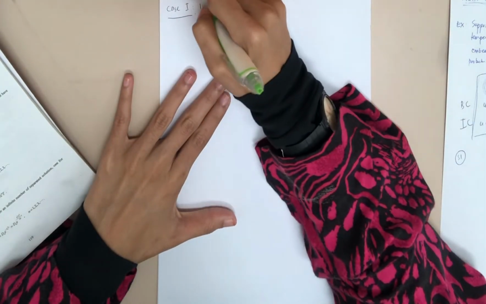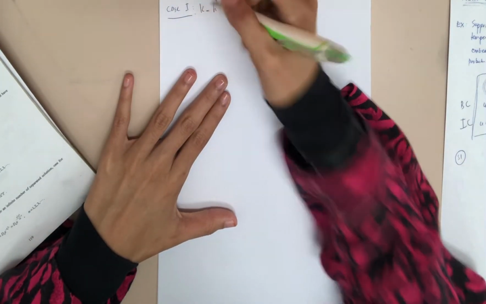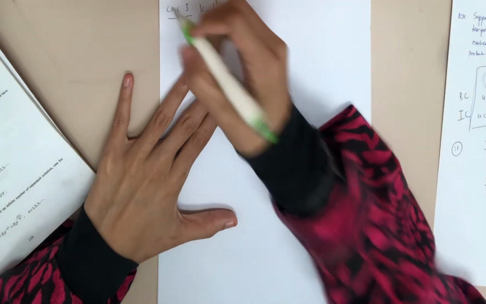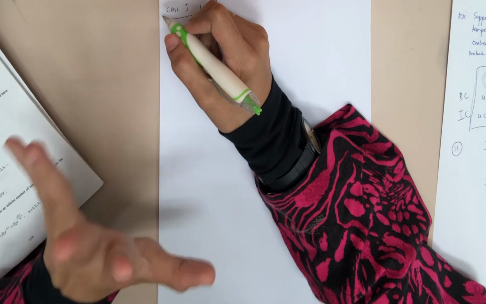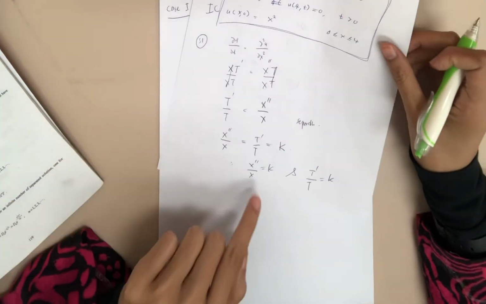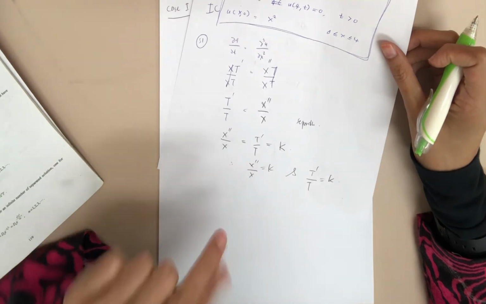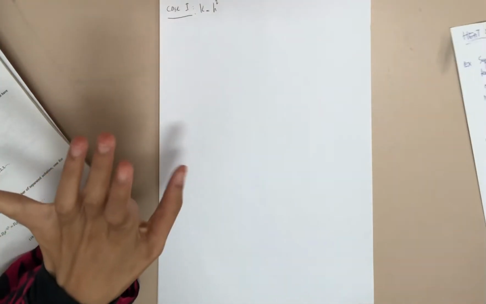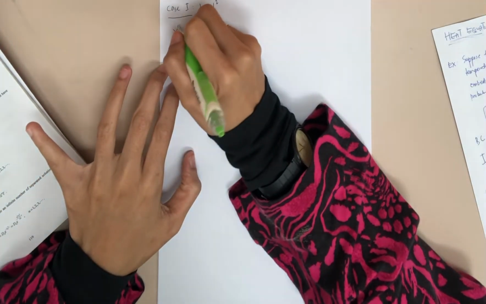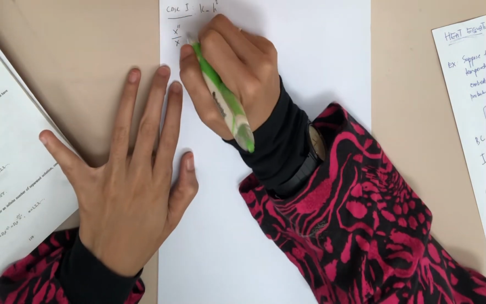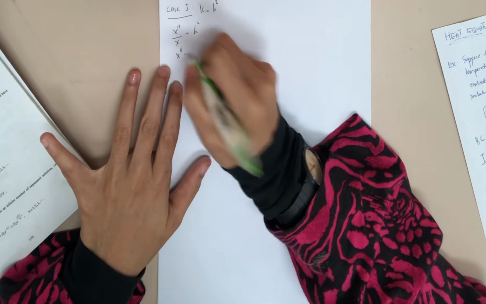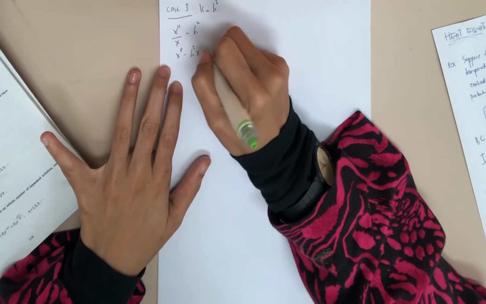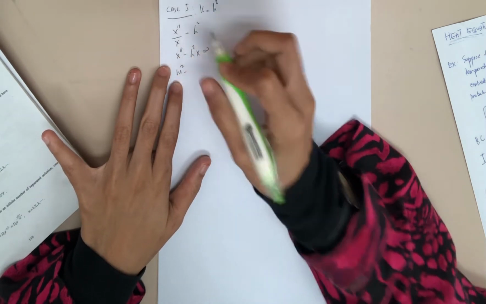Case 1 is k positive, so k equals lambda square. We will start with the more complex equation, and you see it by the order. The X equation is second order, so we start with the X equation first, and usually yes, we start with the X equation. With k equal to lambda square, we have X double prime minus lambda square X equal to 0, so m square minus lambda square.